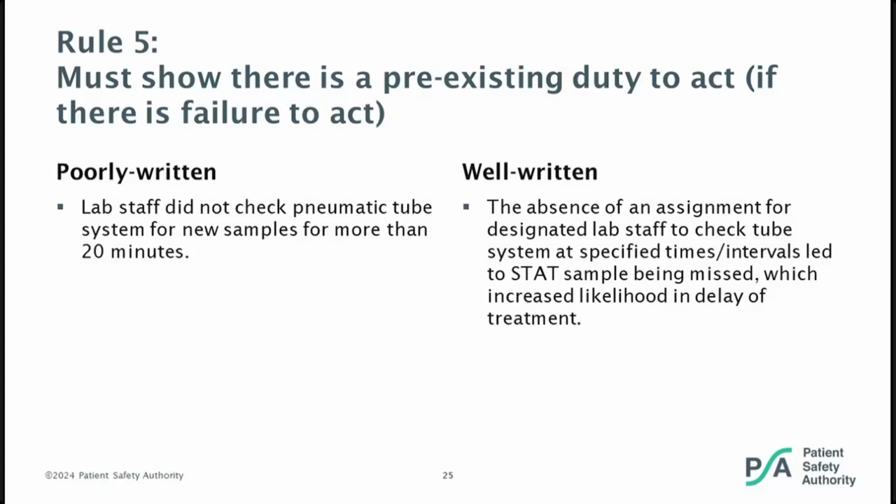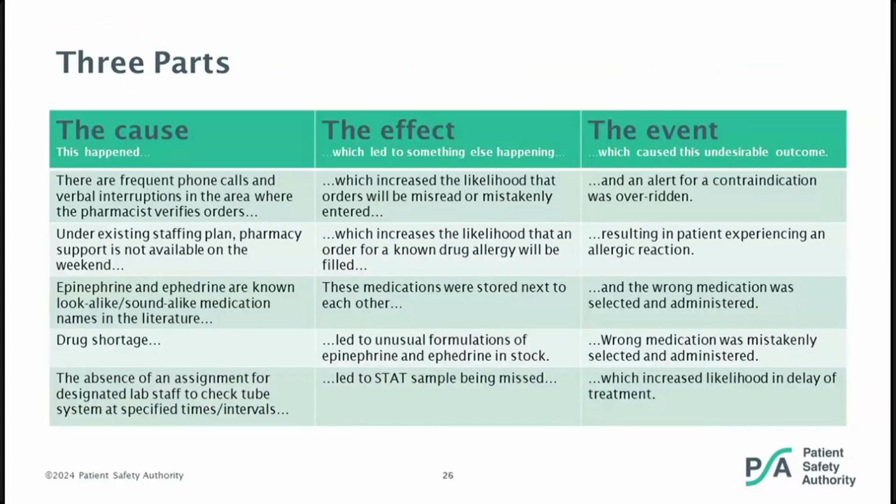So this is really, if there is a failure to act, that's only going to be a causal factor. It should only be addressed in your causal statement. A failure to act is only causal if you have established a pre-existing duty to act. We can't blame somebody for not doing something we didn't ask them to do. Right? Makes sense. So you have your causal statements.